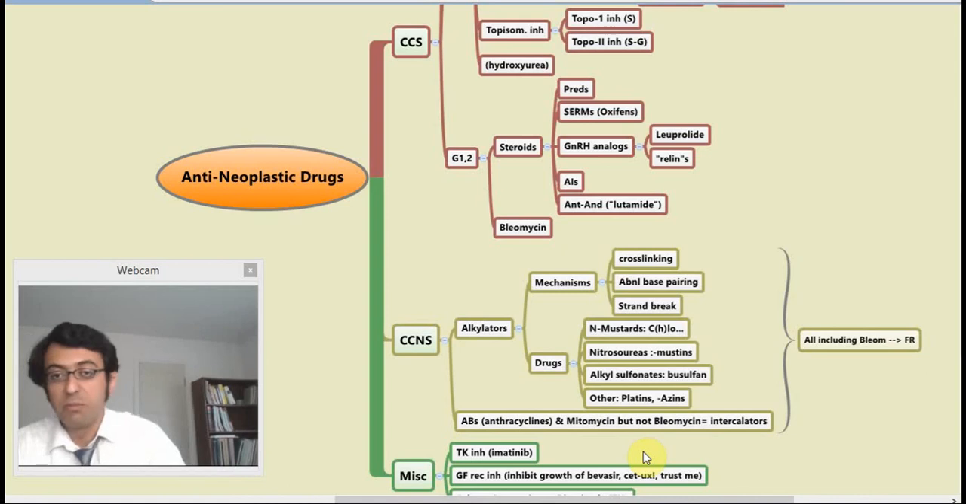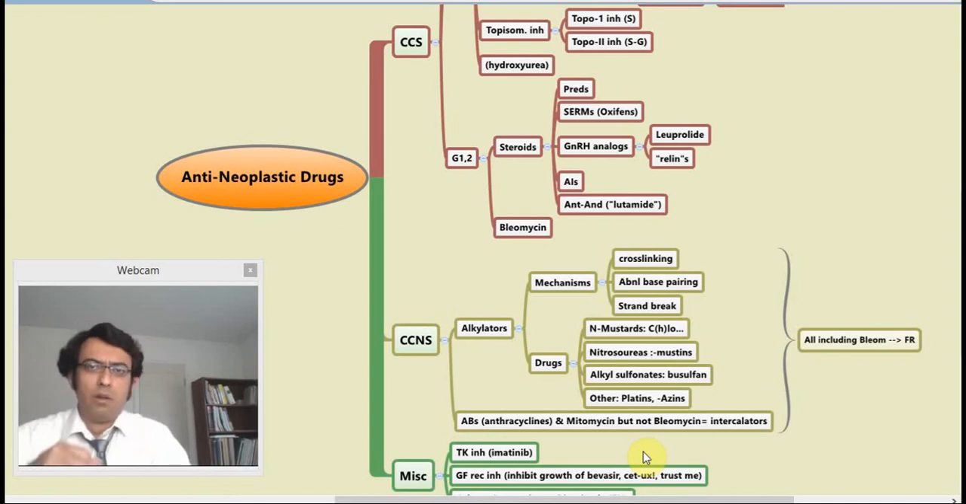Alkyl sulfonate is the busulfan among the alkylators, and then other groups of alkylators include nitrosoureas, such as drugs that end in mustine, such as carmustine, lomustine. Then the nitrogen mustards are the drugs that you can find "clo" in their names. The most important is cyclophosphamide, but also mechlorethamine and chlorambucil. These are nitrogen mustard alkylators.